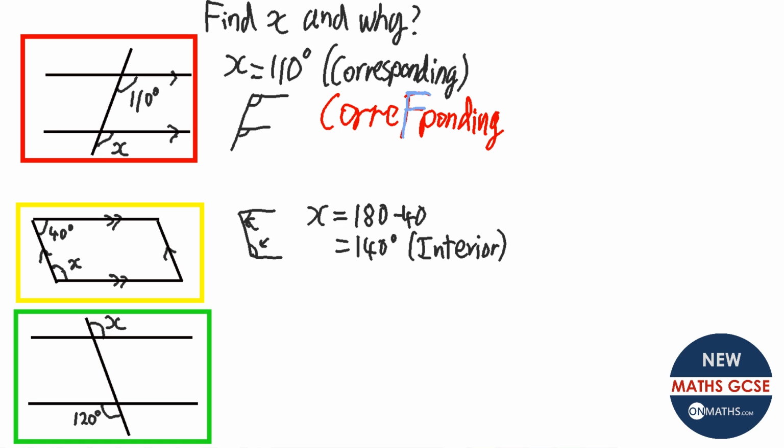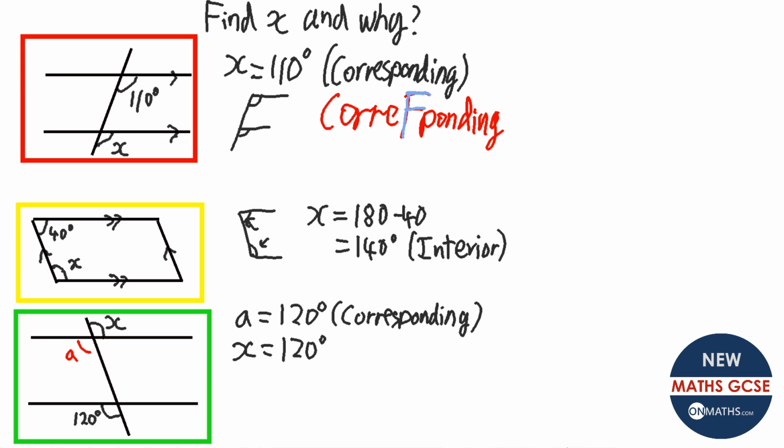Okay, this last one we've got to do a couple of steps. Now, there is no one way of doing this. I would first of all be looking at this angle here. And the way I'd get this angle, which I can call A, I'm going to say to get A, it's just 120 degrees. And the reason is it's because they are corresponding. Okay, now to get x, it's also going to be 120 degrees. This time it's because they're vertically opposite.